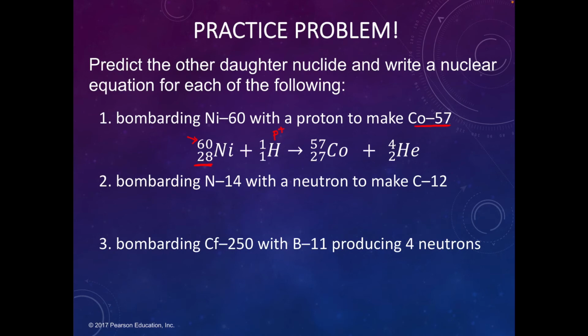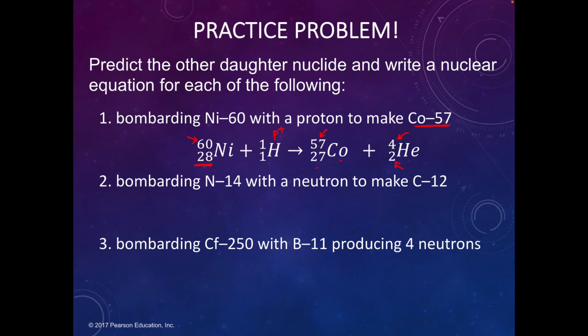So it's telling us we're making cobalt-57. So we know this is a 57, this is cobalt, and that's 27 because it's cobalt. So the numbers on the top on the left add up to 61, so this has to be a 4. The numbers on the bottom add up to 29, so this has to be a 2, which makes this helium. All right, let's try the next one.